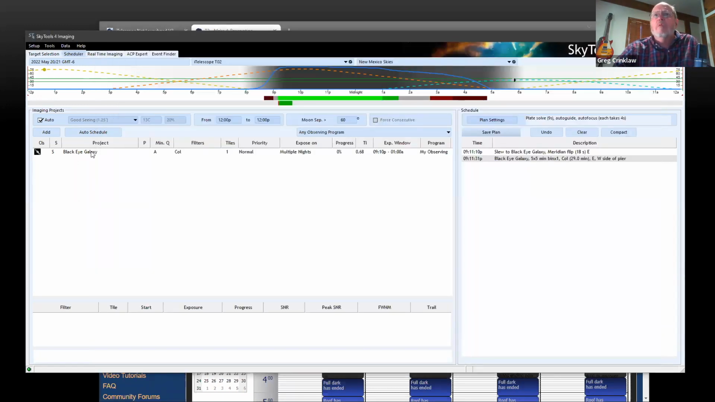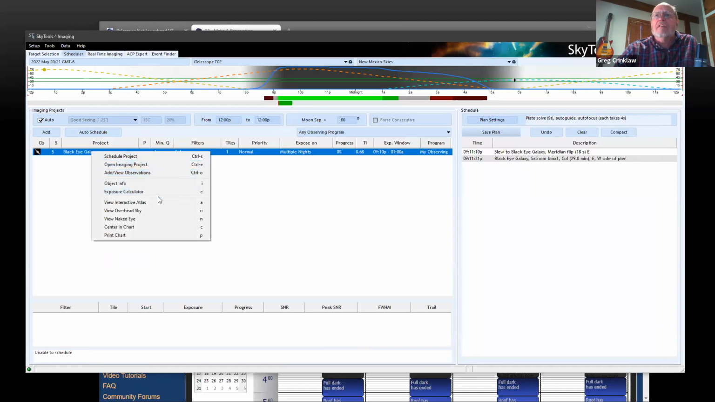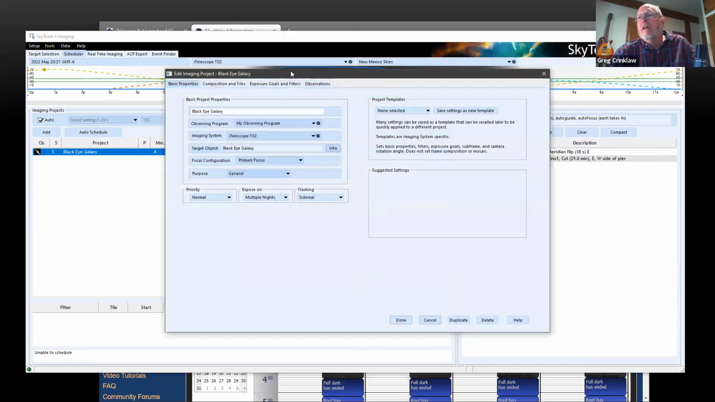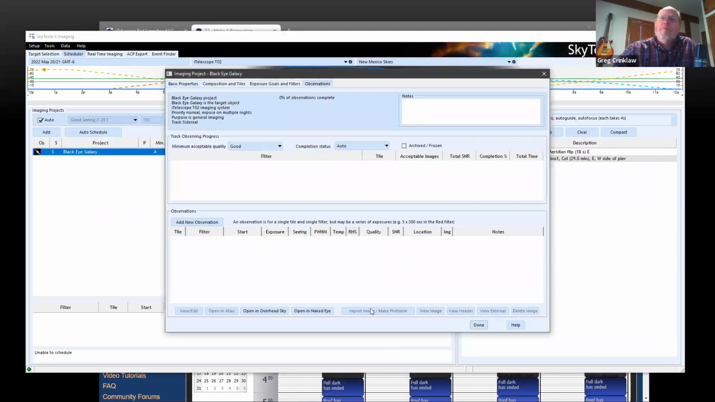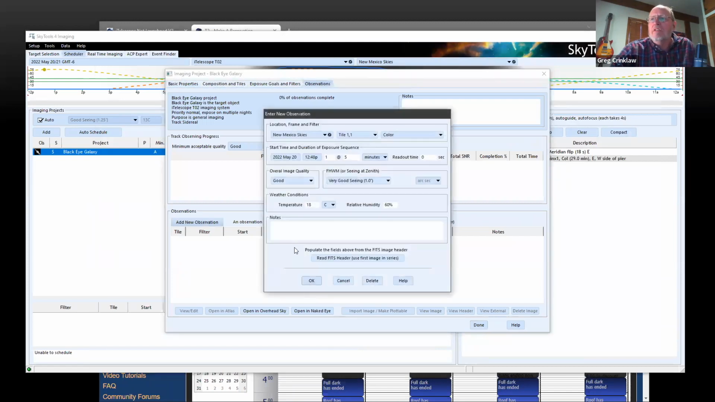Then I will open my imaging project. And I'll go to the Observations tab. I'll click Add New Observation. And then I'll click this button and browse to the actual image. Obviously, I haven't downloaded it yet. And it will read the FITS header to determine the exact time and so forth. So you don't really have to fill out all this stuff up here. It'll fill it out for you. At least everything that's in the FITS header. You might have to put in the temperature and the humidity if you want.